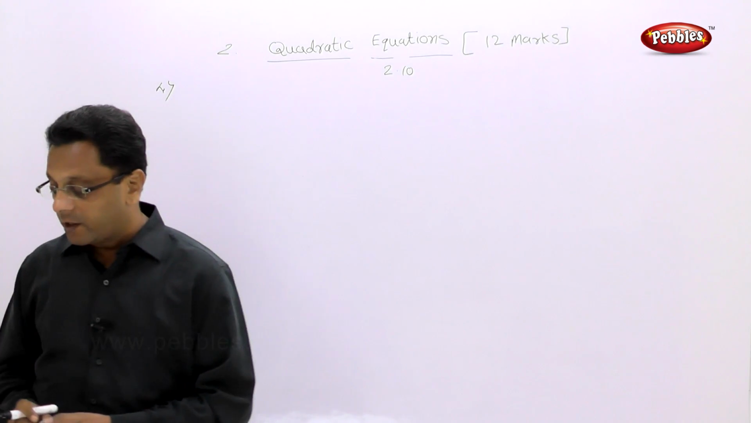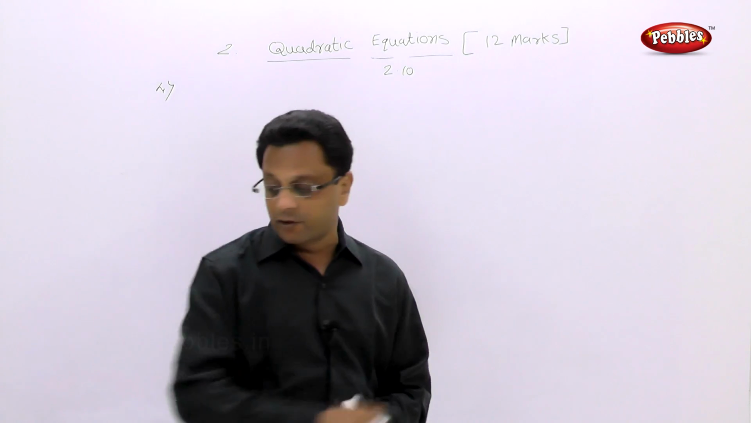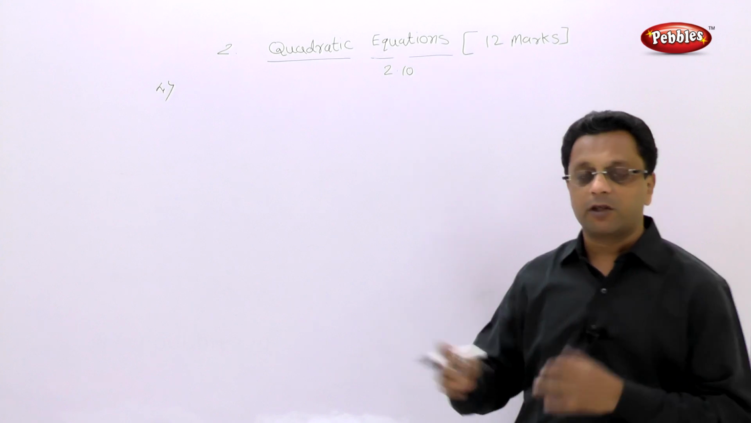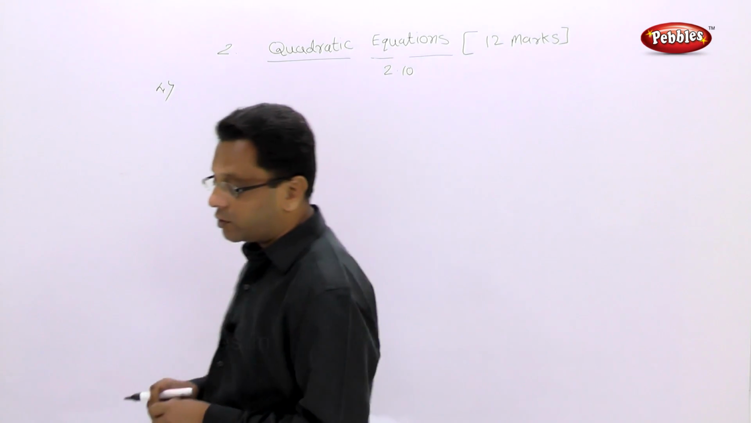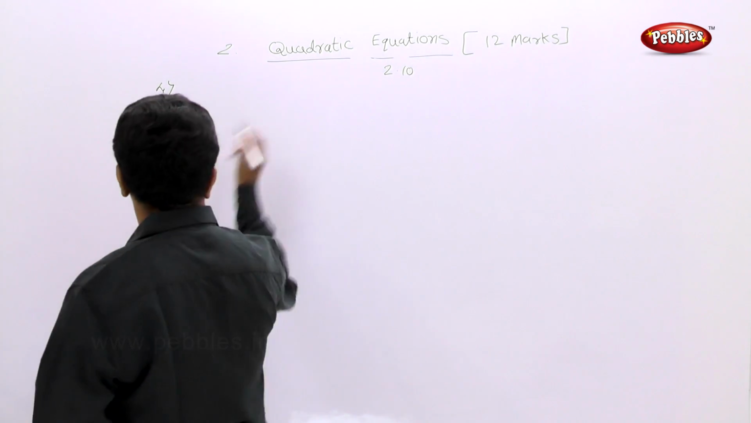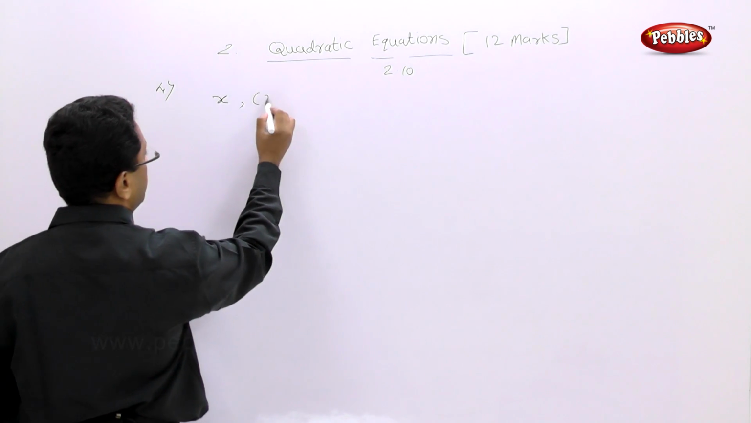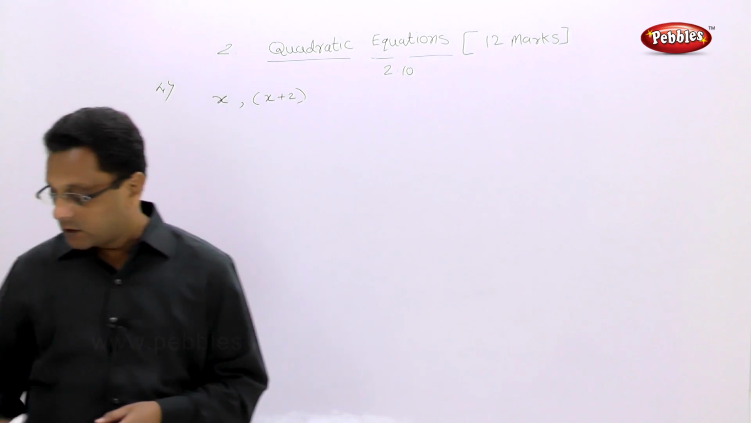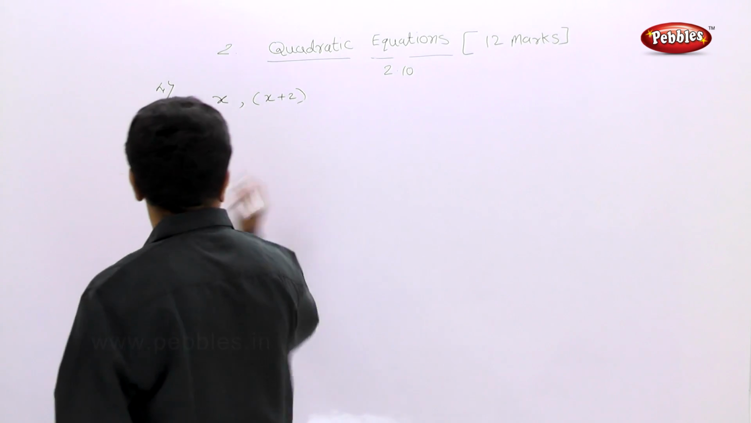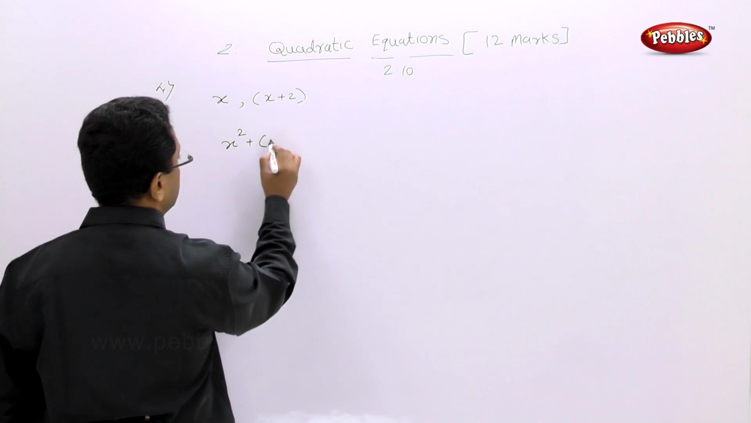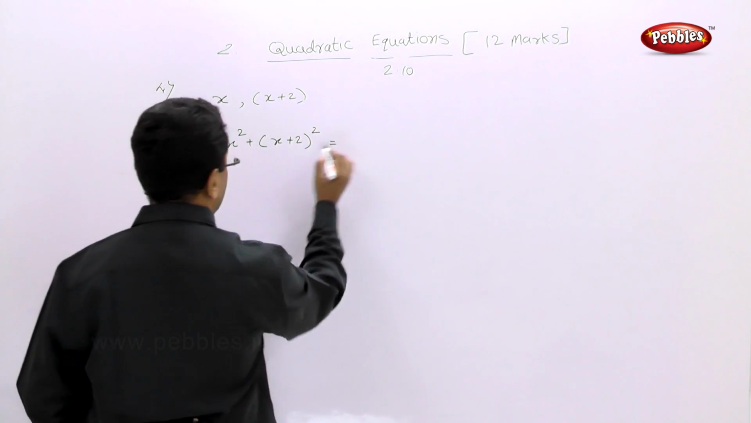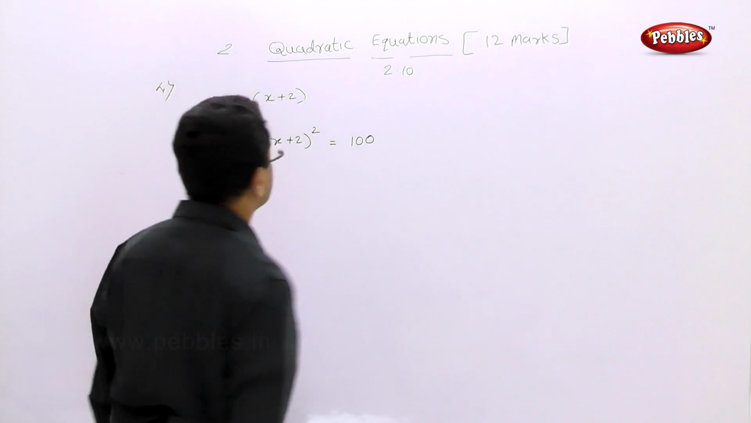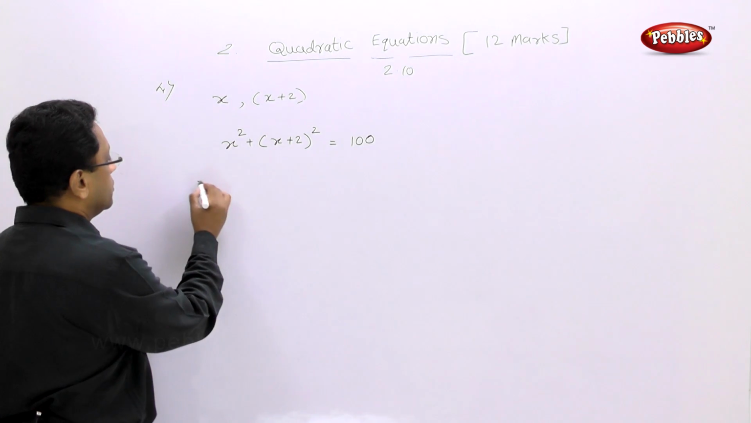The sum of the squares of 2 consecutive even natural numbers. Here are not only 2 consecutive numbers, which you can take as x and x plus 1, but 2 even consecutive numbers. So if the first number is x, the second number will be x plus 2. And they say that the sum of squares, that is x square plus x plus 2 square, is 100. So we can solve this.